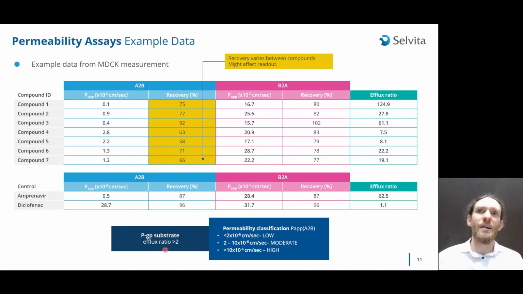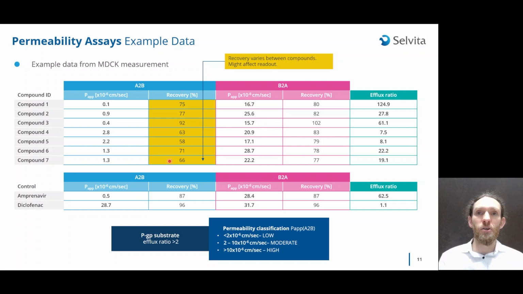And here are the example data from an MDCK measurement. We have some test compounds. We obtained values for permeability from A to B. These are, as you can see, mostly rather low permeable compounds. And we have B to A. This is highly permeable, so the compounds very likely are substrates for efflux transporters, because the efflux permeability is much higher than the influx.